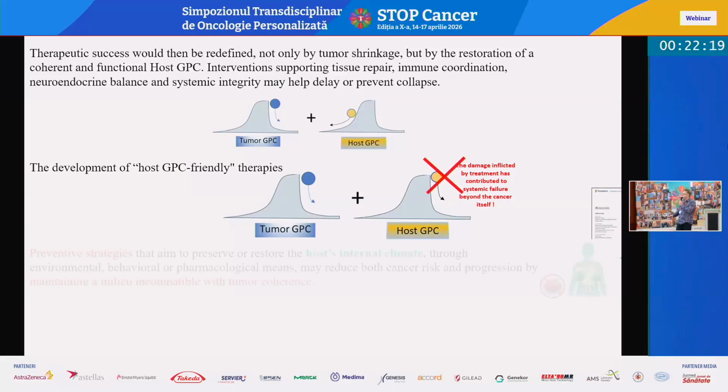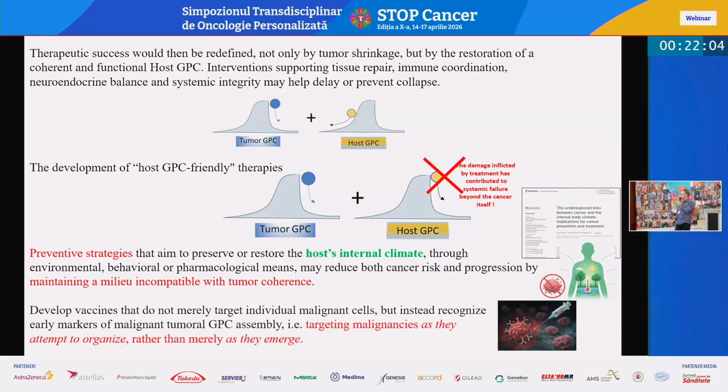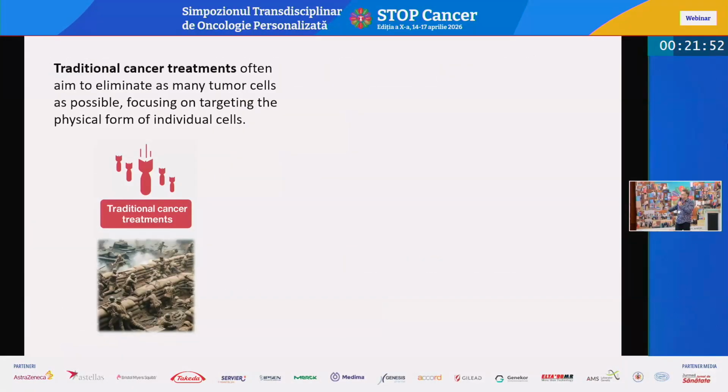From a preventive point of view, we should also try to preserve or restore the host internal climate, a concept that has been introduced by Aurora and Doru, in a way that is not compatible with the tumor coherence. And it also suggests that we should develop some vaccines that do not necessarily target malignant cells when they emerge, but malignancies when they attempt to organize with an oncogenic GPC. So I close the parenthesis and come back to the main talk.